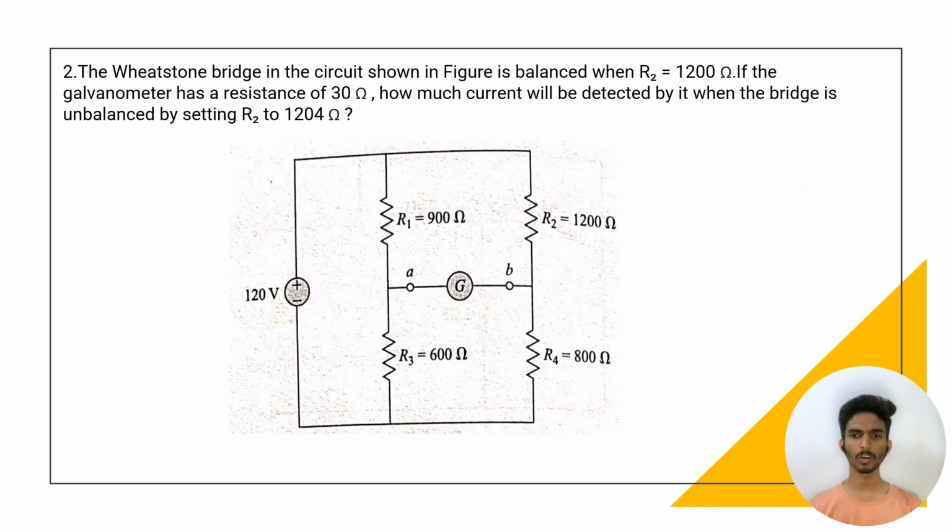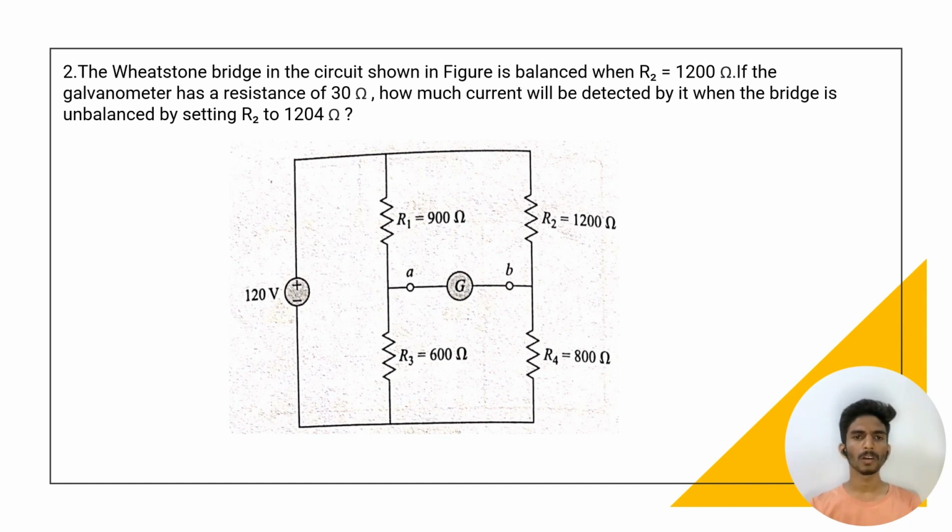Going to the second problem now. The Wheatstone bridge circuit shown in the figure is balanced when R2 is equal to 1200 ohm. If the galvanometer has a resistance of 30 ohm, how much current will be detected when the bridge is unbalanced?